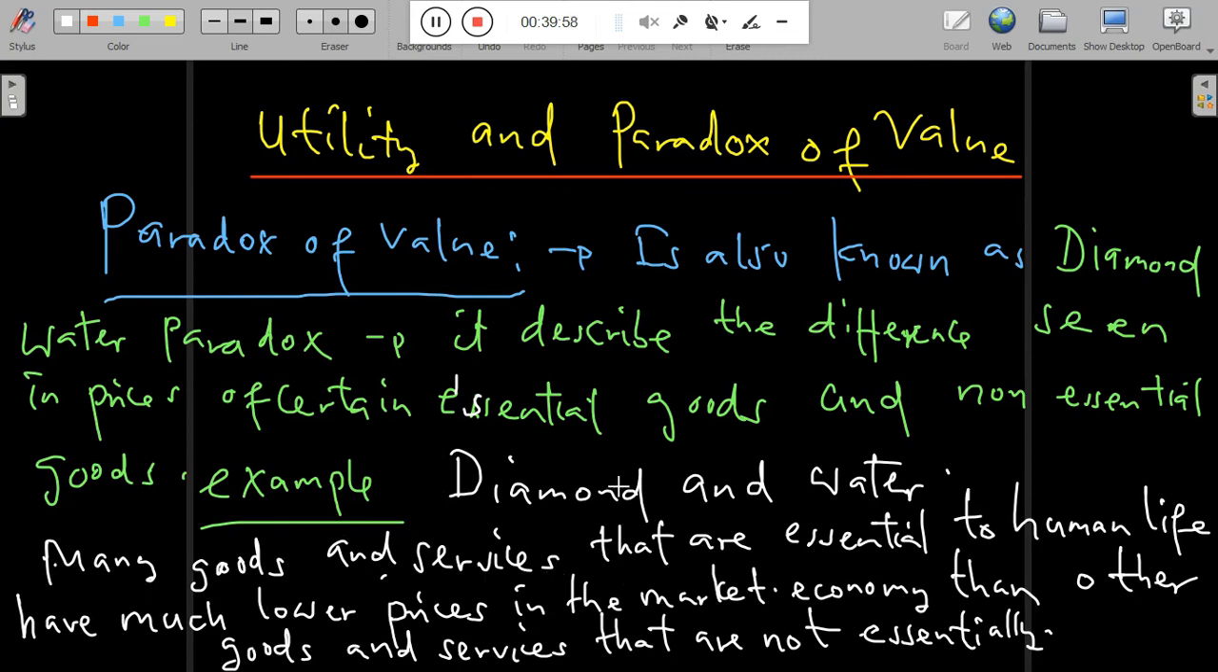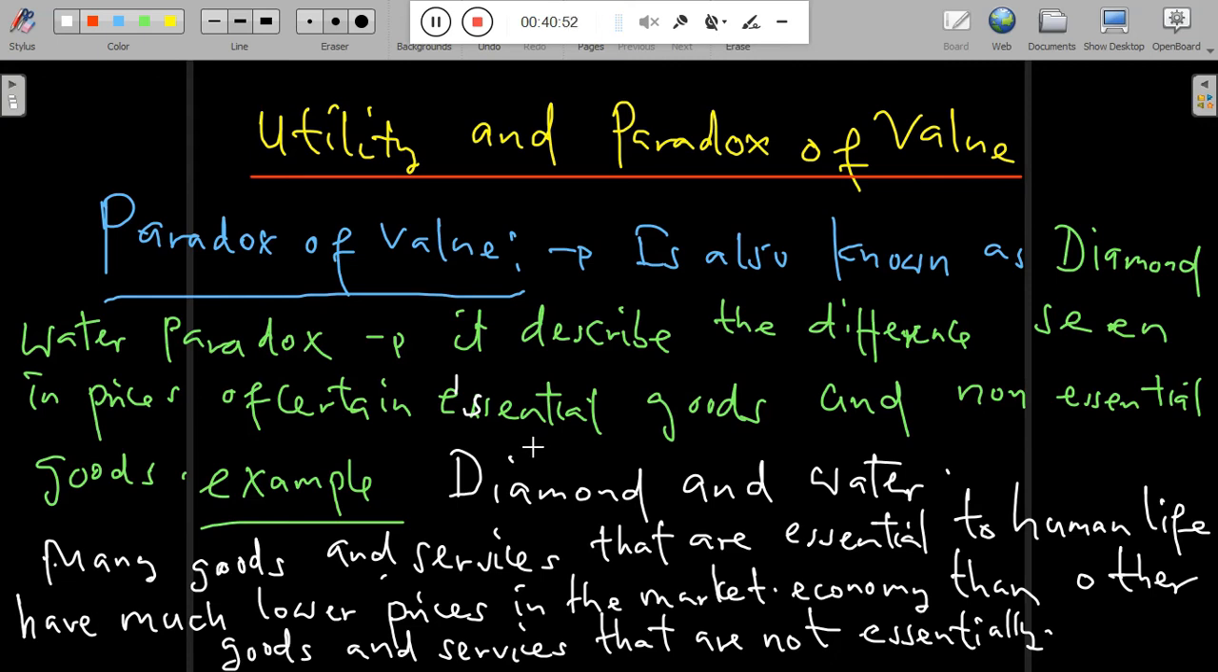So let's come to the utility paradox of value. It is also known as the diamond-water paradox. It describes the difference seen in the prices of essential goods and non-essential goods. Example, diamond and water. Many goods and services that are essential to human life have much lower prices in market economies than other goods and services that are not essential. So it explains the difference seen in the prices of essential goods and non-essential goods. For example, diamond and water.